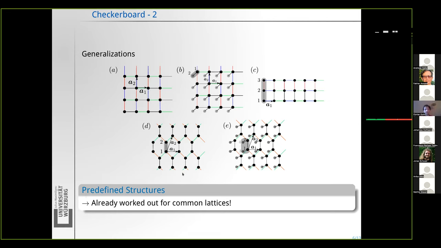So there is not much work for you to do. All of this is already defined in the predefined structures, and you can easily use it by setting the respective flags in the function calls.